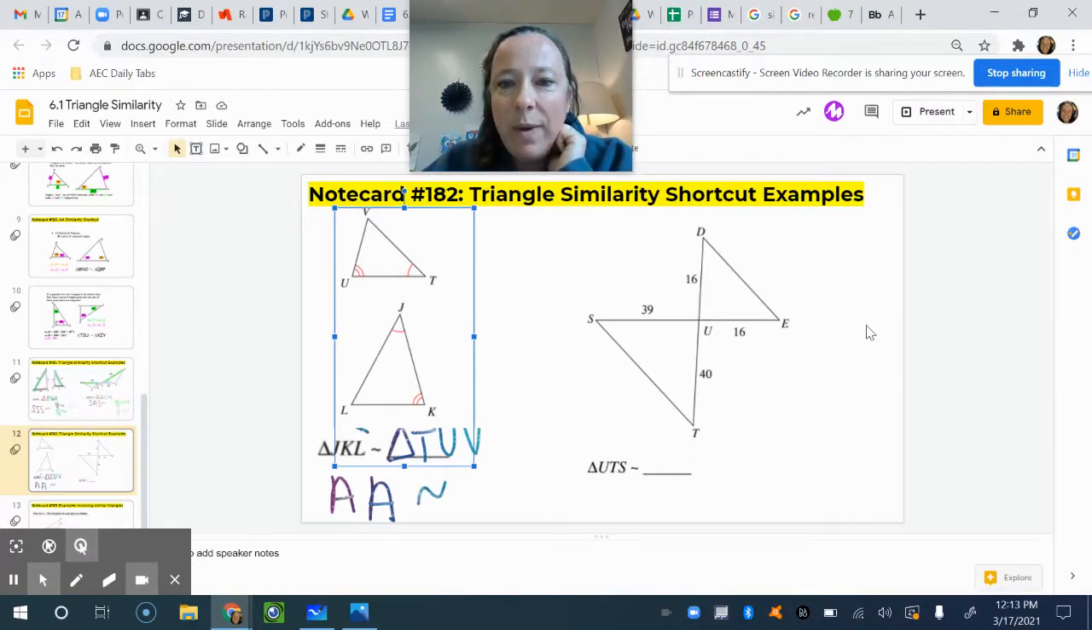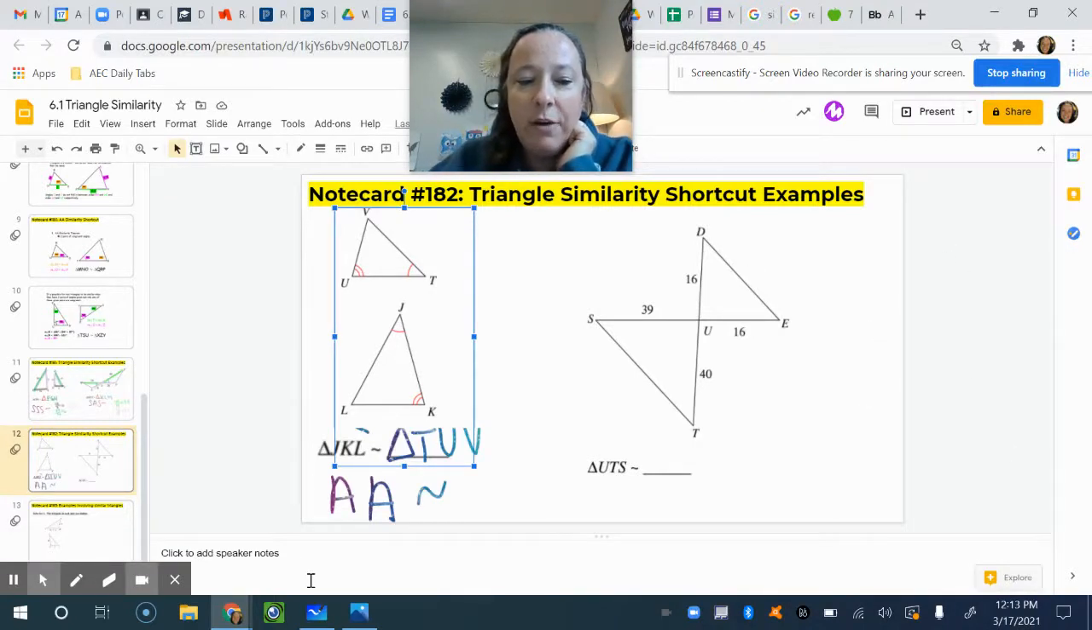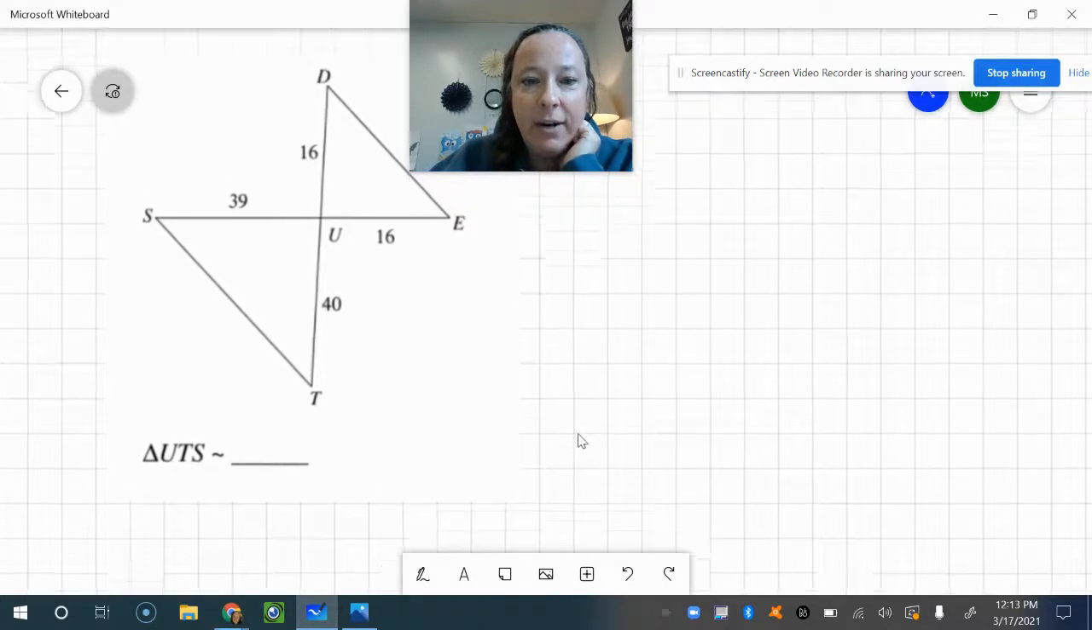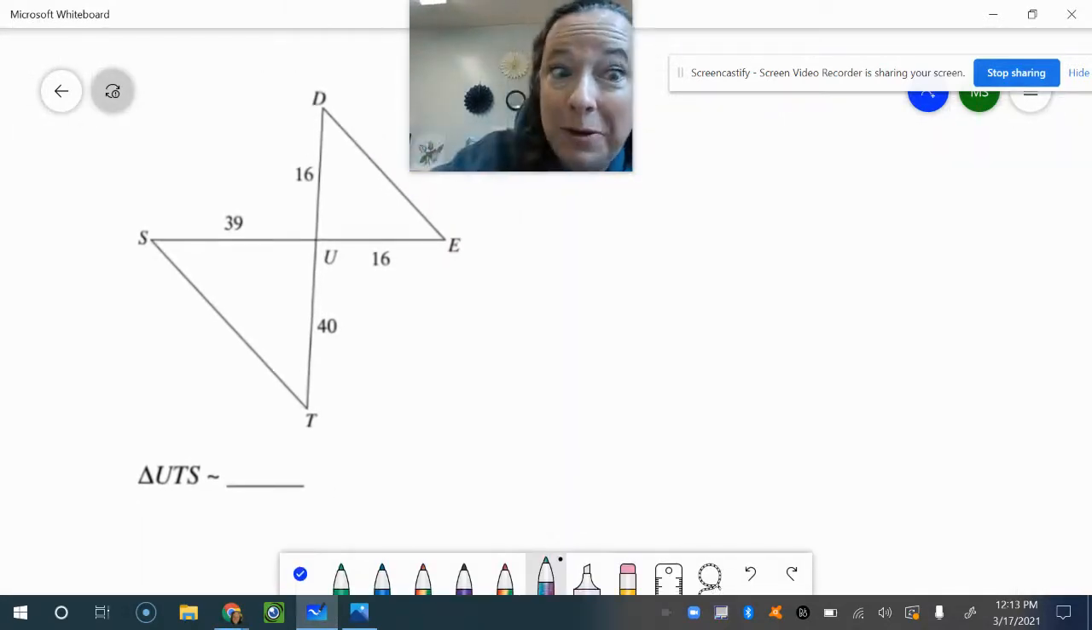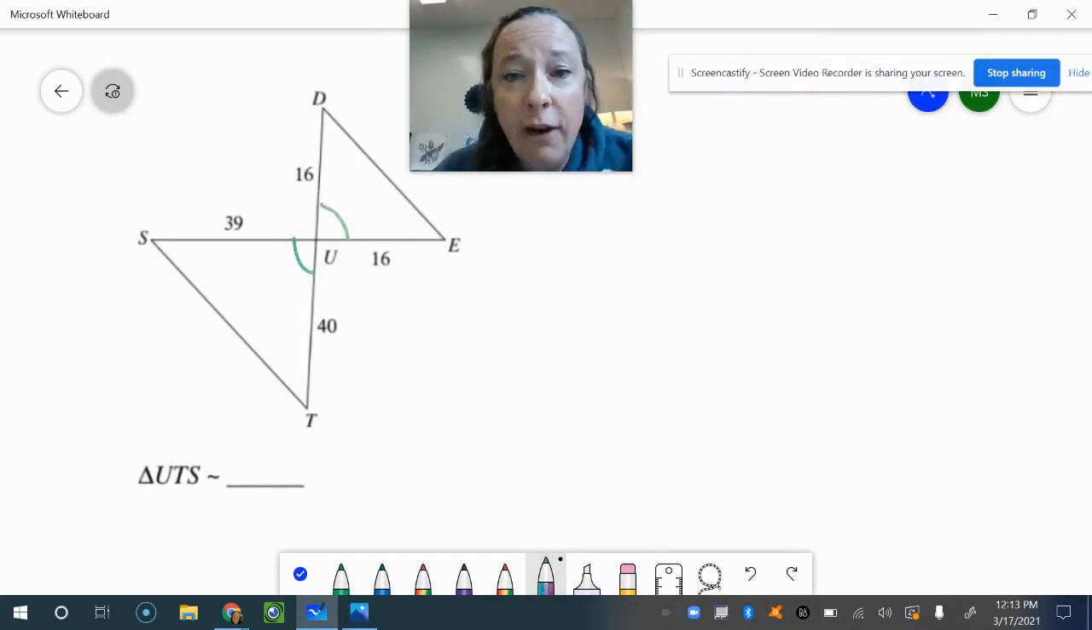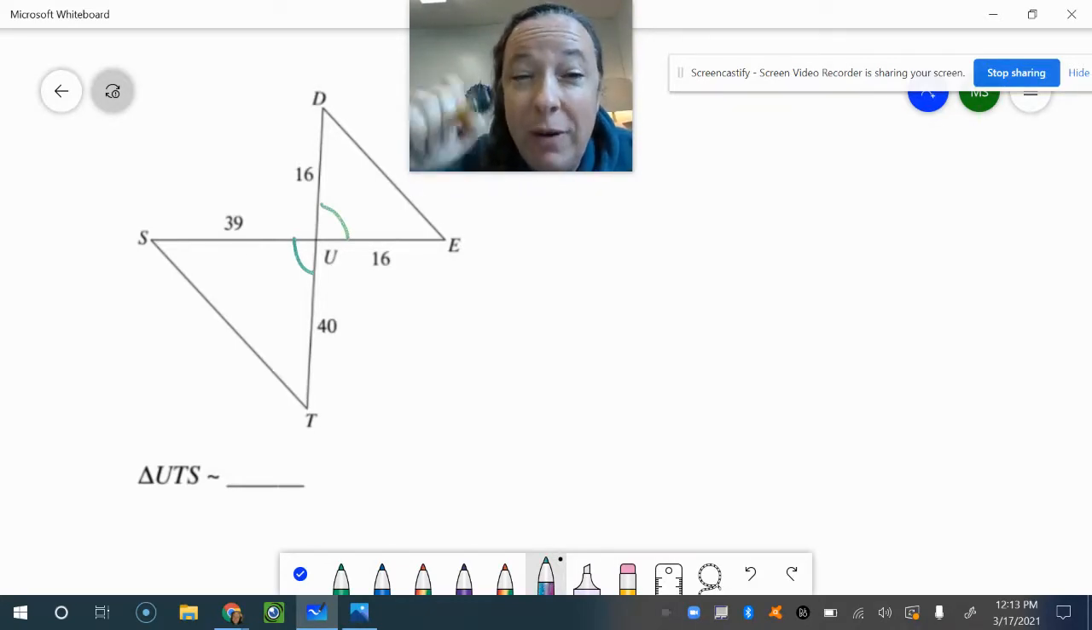All right, so the next one we have is this bow tie looking one. So we know that we're going to have vertical angles happening here. I'm going to mark my picture just like I'm going to want you to mark your picture. We know that this angle is congruent to this angle. So if you're not careful, you're just going to go ahead and say side angle side similarity because we have a side, an angle, and a side. An angle that's included. But we've got to check.